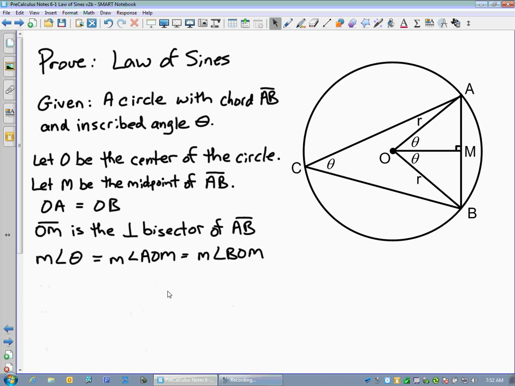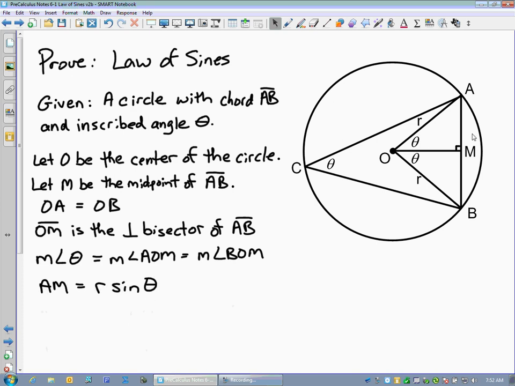And now we're ready to derive our first lemma, where we're going to look at segment AM. So we're going to consider this right triangle, AOM, and we now know that with respect to this theta, the length of the opposite side is going to be the hypotenuse times the sine of the angle. Or in other words, AM is equal to R times the sine of theta.